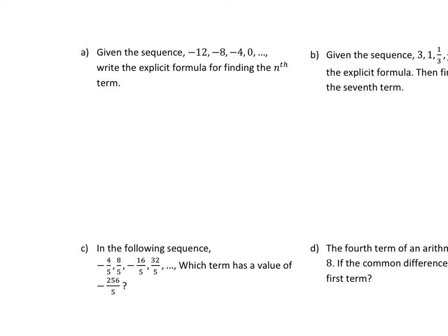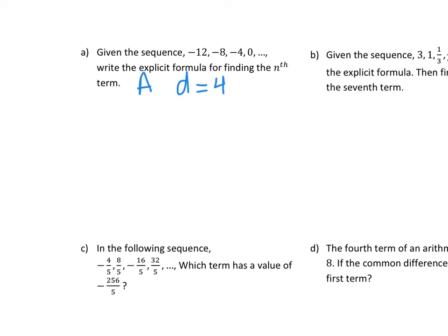Letter A. Given the sequence negative 12, negative 8, negative 4, 0, write the explicit formula for finding the nth term. What we need to figure out first is whether it's geometric or arithmetic. So find the pattern. From negative 12 to negative 8 to negative 4 to 0, we're adding 4. So I know this is an arithmetic sequence where the common difference is positive 4.